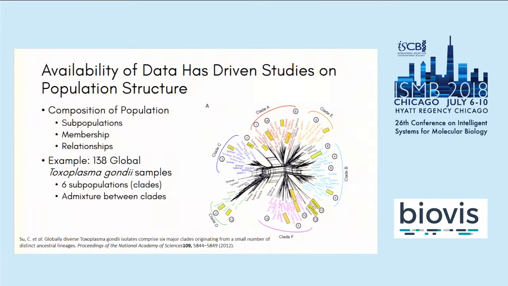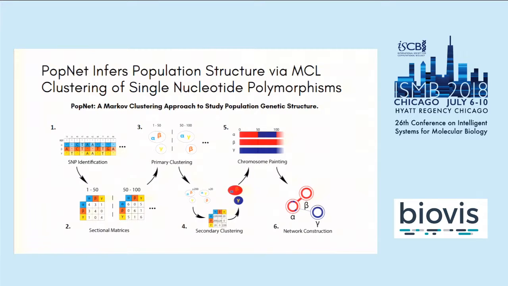So in this example, a study on Toxoplasma gondii involving 138 samples from all over the world found 6 clades, as shown here, using this neighbornet sort of visualization. And they were able to find evidence of admixture and recombination between the clades. So we thought the discovery of admixture between clades was really interesting and important. And so last year we published a tool called PopNet that focuses specifically on this.